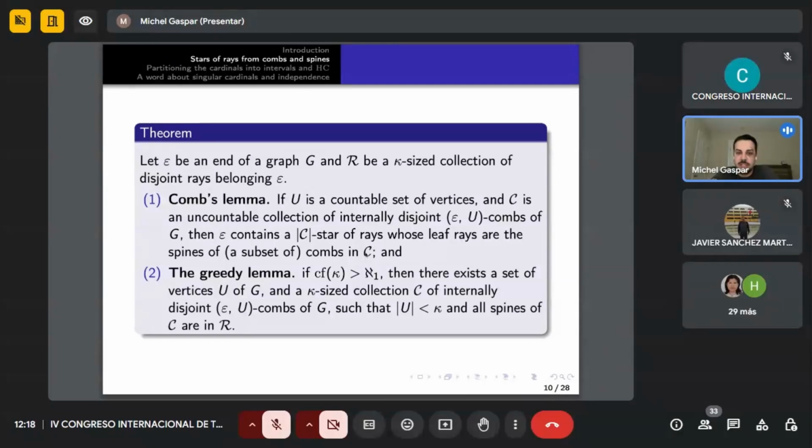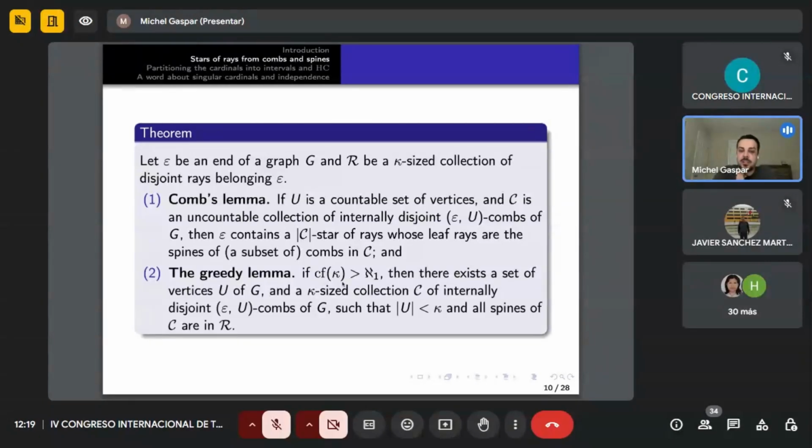So the comb was already defined as internally disjoint, but the spines are just like the paths that will lie inside of a set. And so the greedy lemma is to handle the situation where we have an uncountable set of vertices. And then we have the greedy lemma, which will be some kind of pushback lemma that will help us get smaller and smaller cardinalities until we hit the countable situation. Then we can apply the combs lemma.